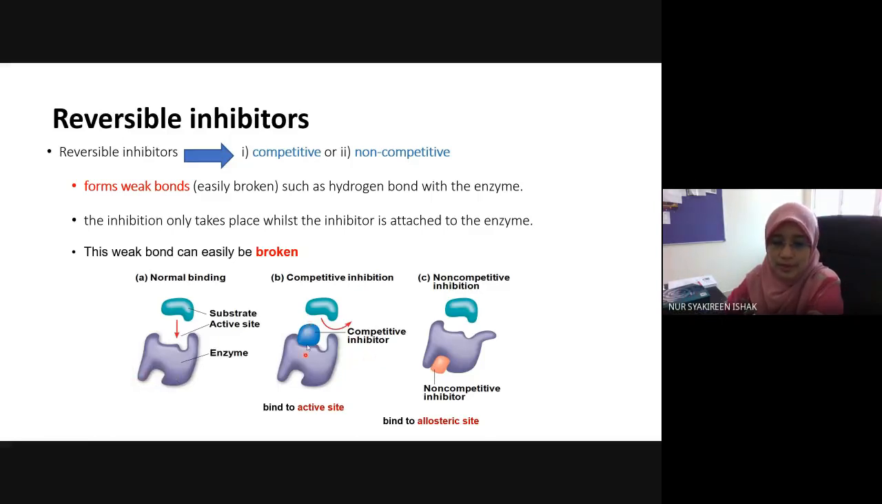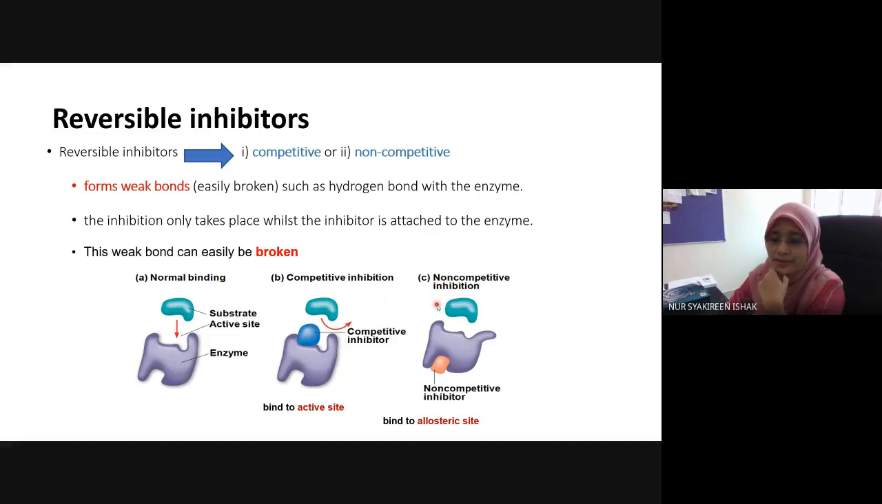So when you have the competitive inhibitors, this inhibitor will compete with the substrate to bind to the active site. If you have the inhibitor already bound to the active site, the substrate cannot enter, and therefore the enzyme cannot catalyze the reactions.